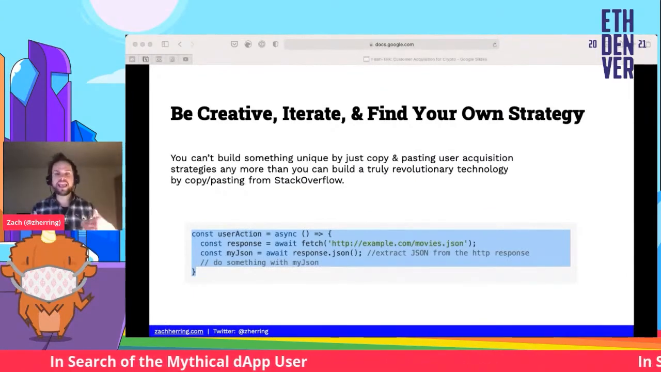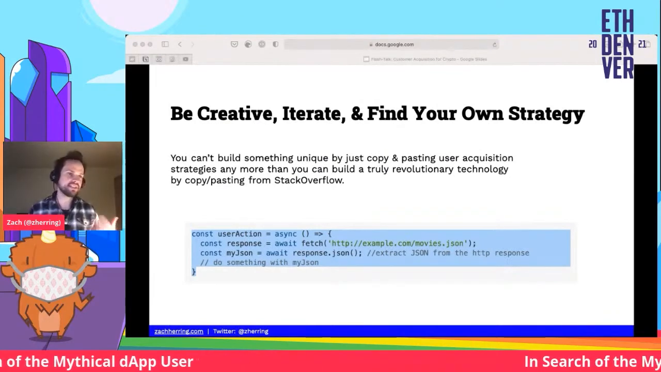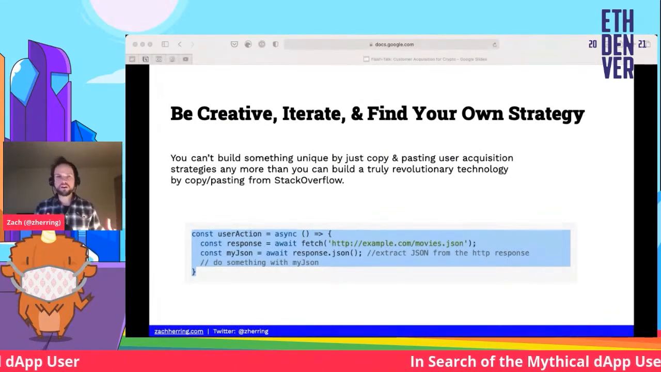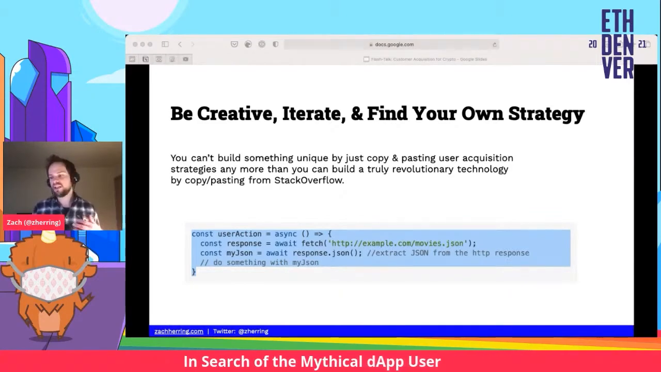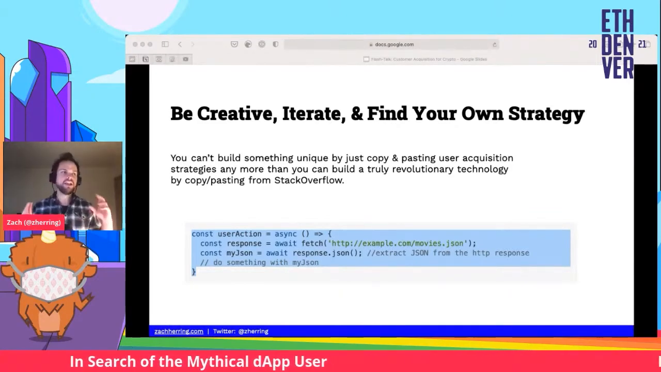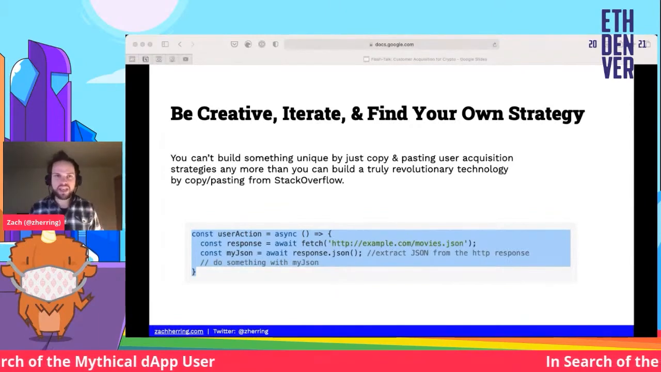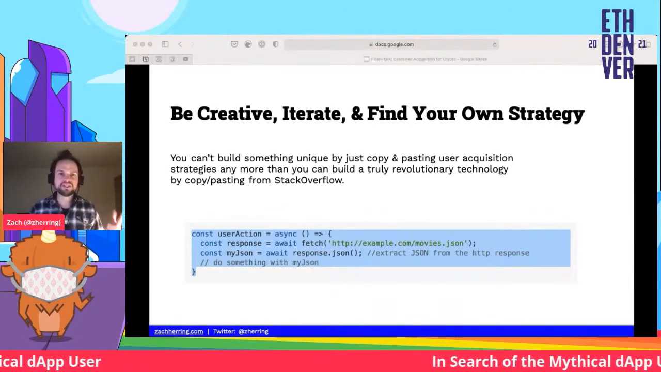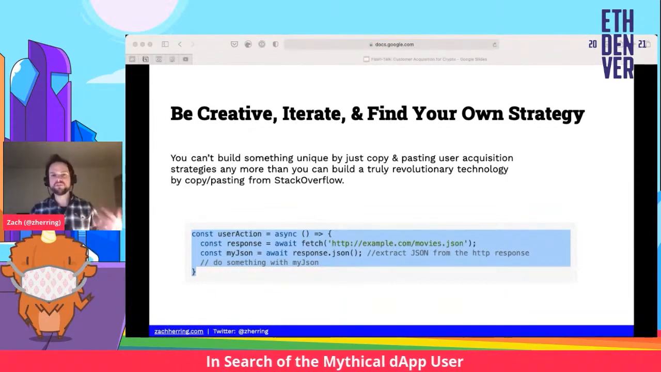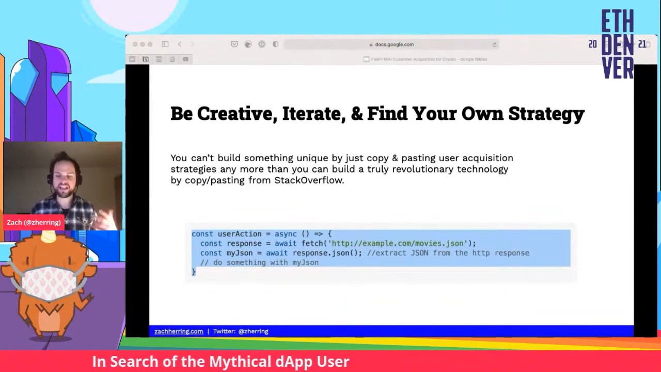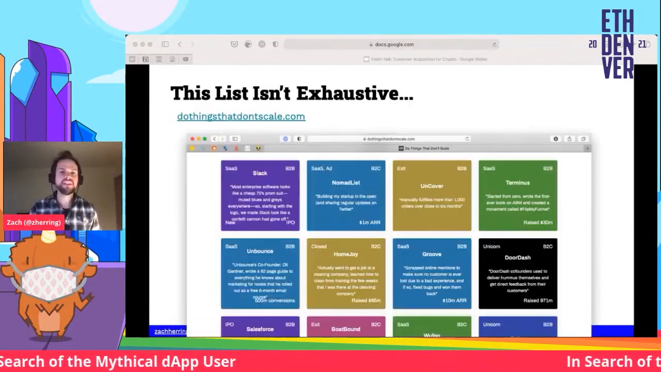Something I've noticed is when I hand out these playbooks, people start using them, and then whenever they find situations that don't necessarily apply to their specific use case, they stop. This is not a copy and paste activity. You can't build something unique by just copy and pasting user acquisition anywhere, just as you can't build revolutionary tech by copy pasting from Stack Overflow. Be creative and solve things.